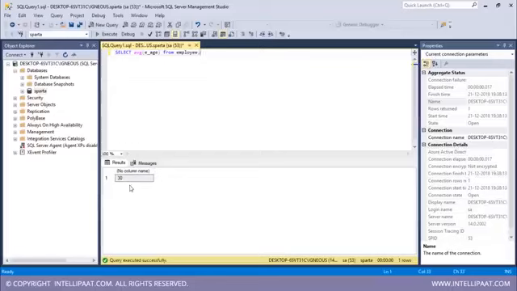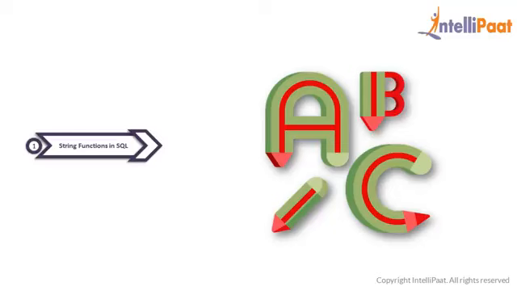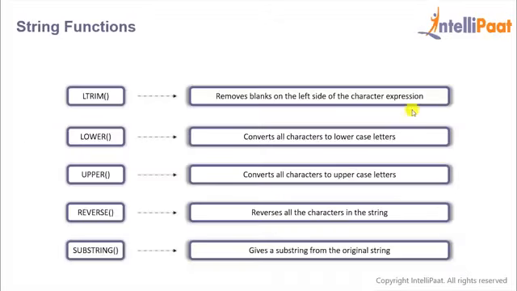So guys, these were some of the aggregate functions in SQL. Now some string functions. So first we have the ltrim function, which helps in removing the blank spaces on the left side of the character expression. So let's implement this function in SQL Server.